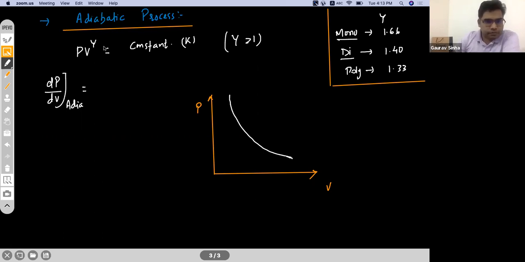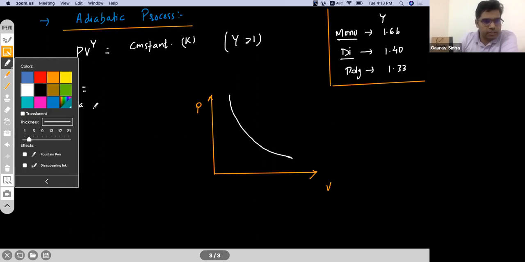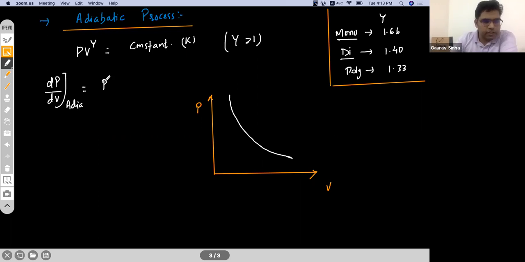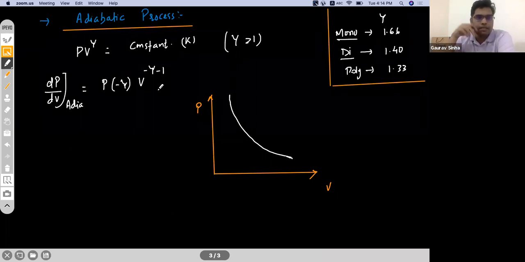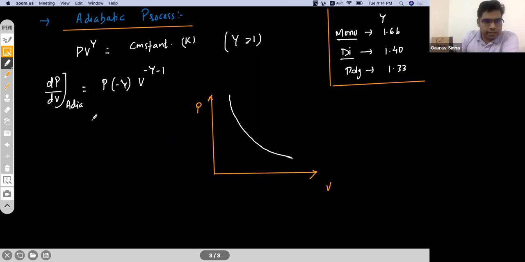Achha, okay, wait. If you differentiate this, what do we get? With respect to V, right? So P is constant, so we'll take this P out. And the differentiation would be minus gamma V to the power minus gamma minus 1. This is what we get. The differentiation of 1 by V to the power gamma is this, which further you can write. We have constant also over here, that is K. So this is equals to... why did I write P over here? This won't be there.